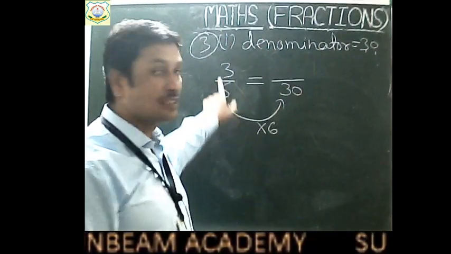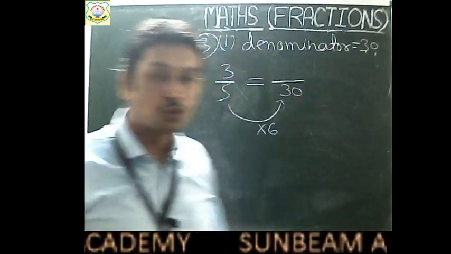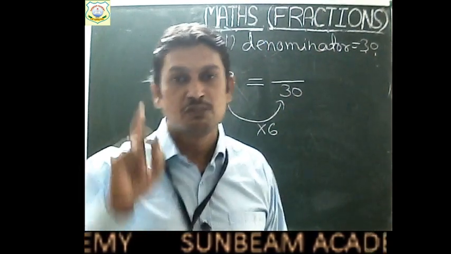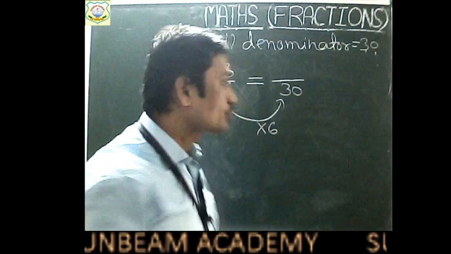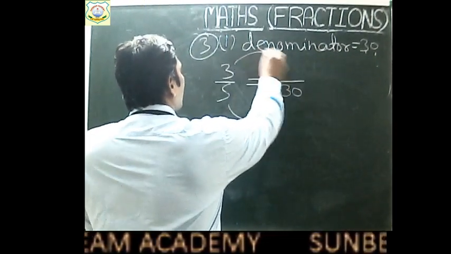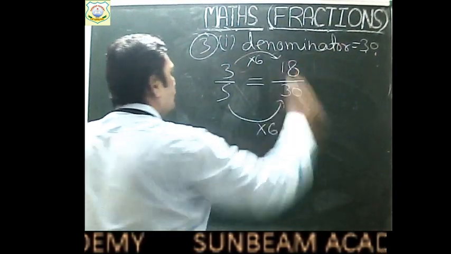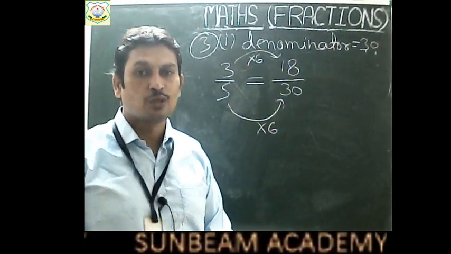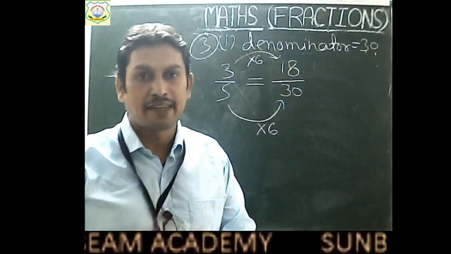So it means, children, numerator must also be multiplied with the same number 6, because to find equivalent fraction, children, we multiply both numerator and denominator with the same number, right? So here, children, multiply numerator also with 6. So 3 6s are, what do we get, children? We get 18. So answer must be 18 by 30, right? So this is the direct method.